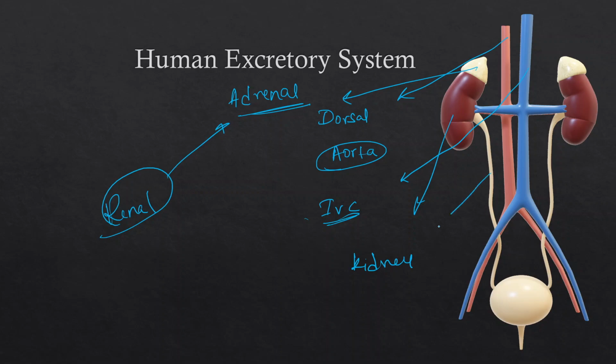What are these? Ureter. What is this? Urethra. A big difference is there between ureter and urethra. Please do not confuse between them. This is the urinary bladder. Okay.